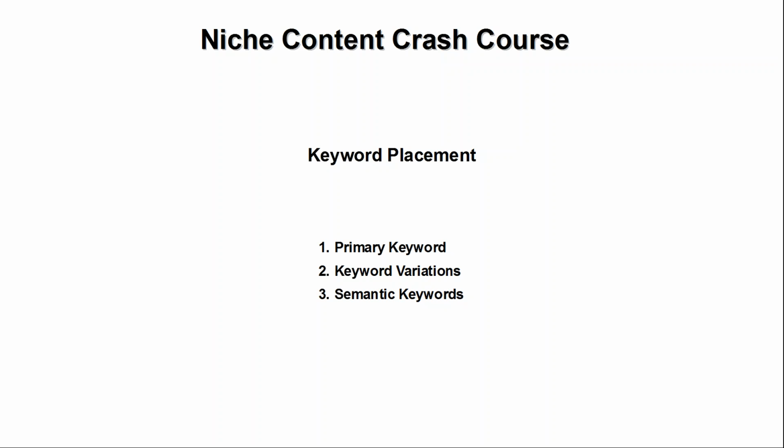Now, in addition to the primary keyword phrase, you have other kinds of keywords that you're going to be using. Things such as keyword variations and semantic keywords. In general, I recommend trying to keep both of these, all the other kinds of keyword phrases that you're going after, below 1% whenever possible.